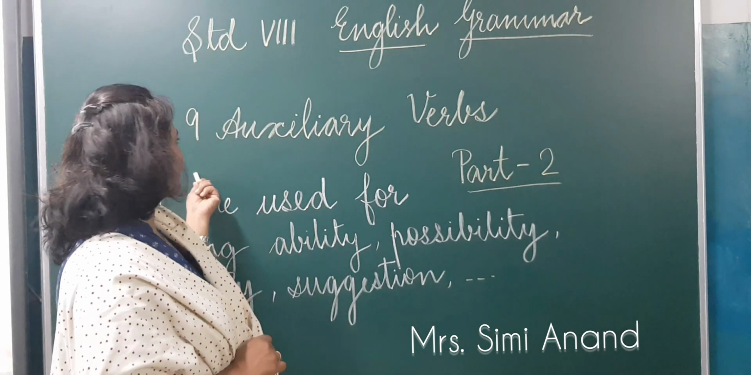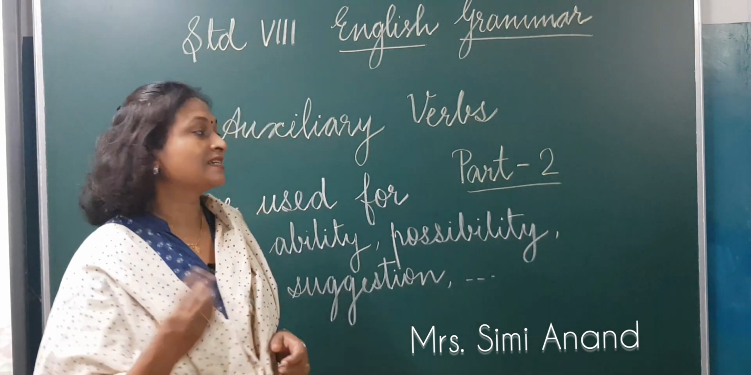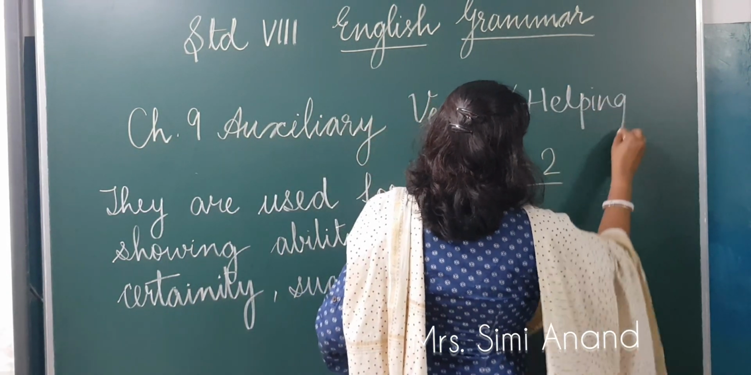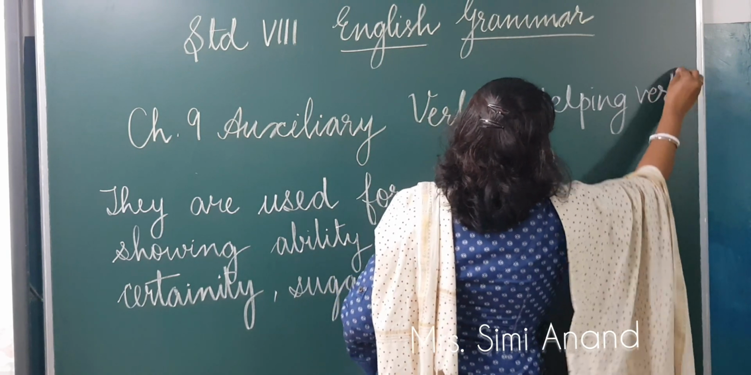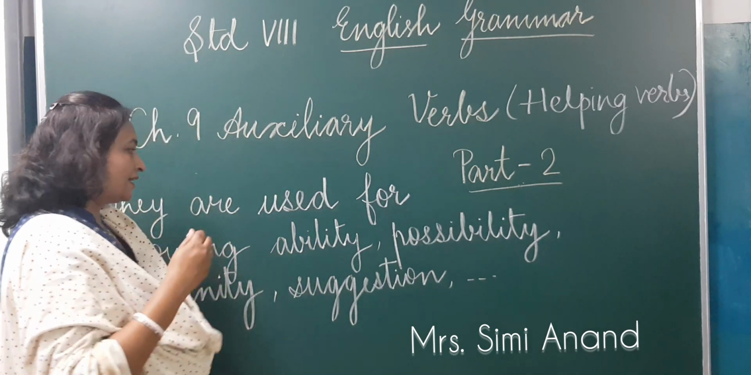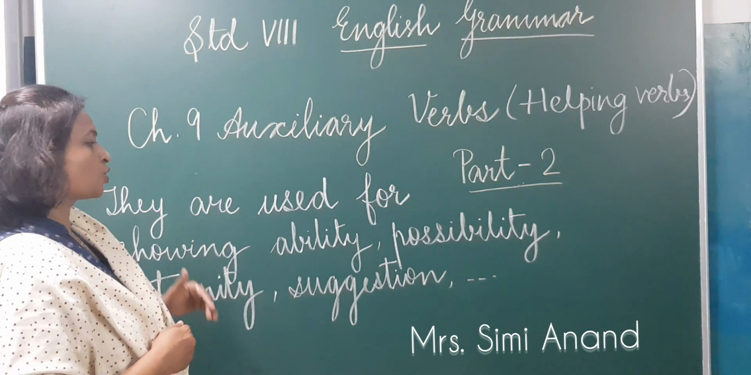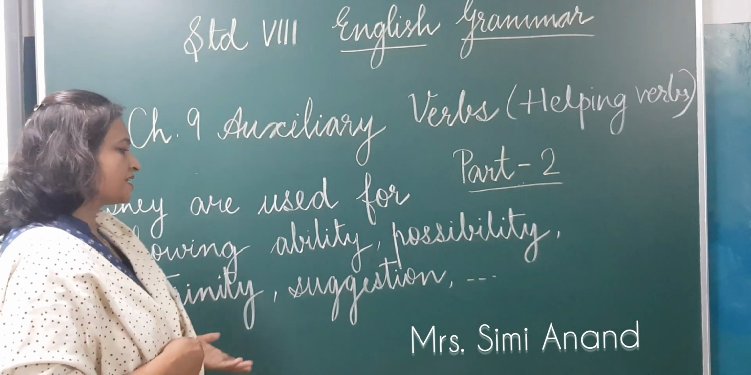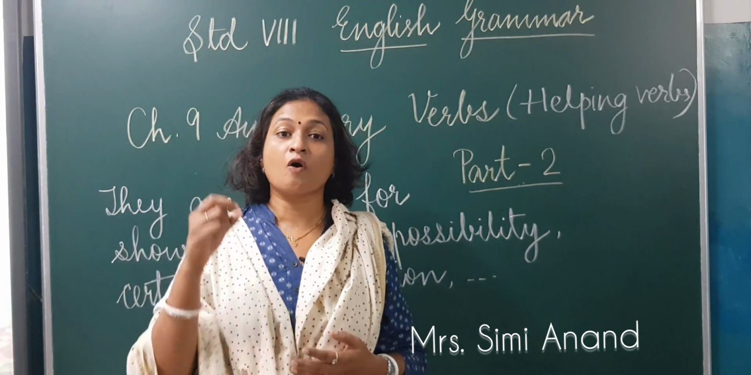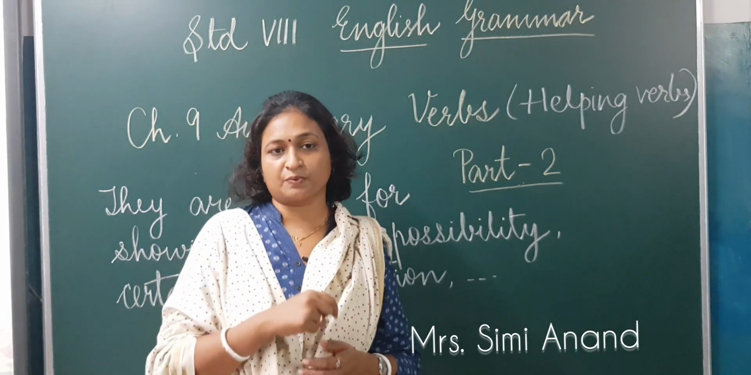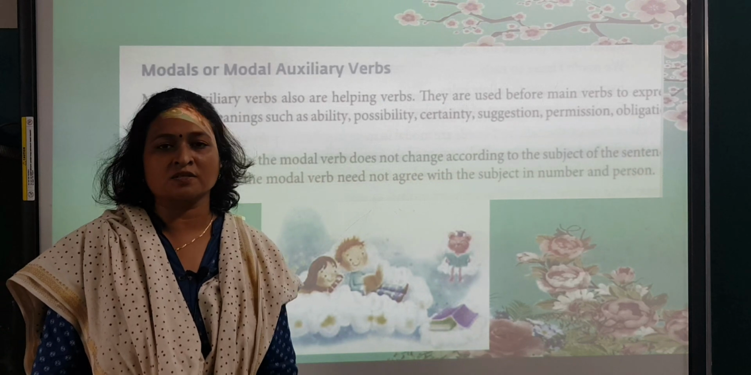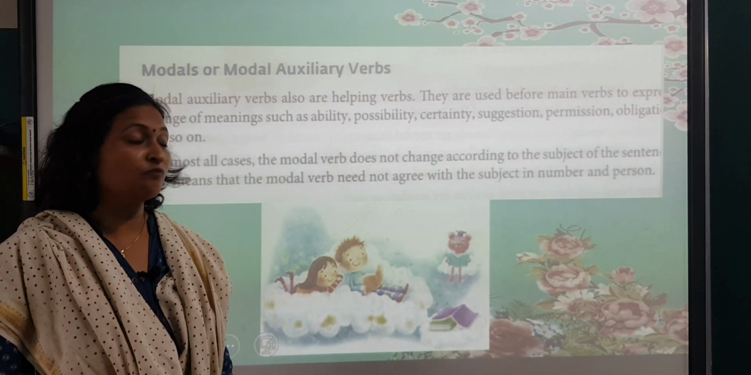Today we are going to do chapter 9, auxiliary verbs, that is the helping verbs. What is an auxiliary verb? Helping verbs, and this is the second part of this chapter. In this session we will be learning that they are used for showing ability, possibility, certainty, suggestion and so on, like can, shall, may. All these auxiliary verbs have got a purpose. Now let's learn in detail about these auxiliary verbs, that is the helping verbs.